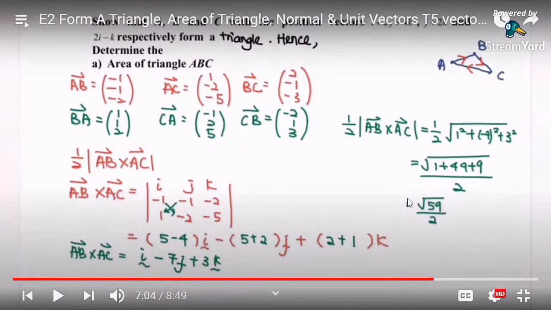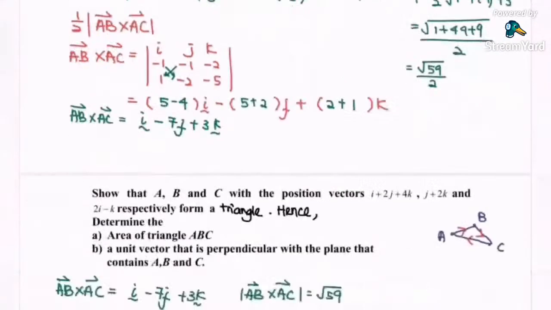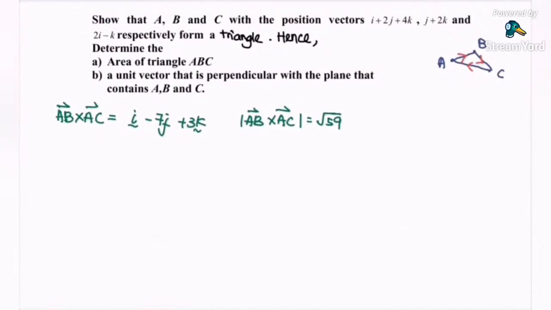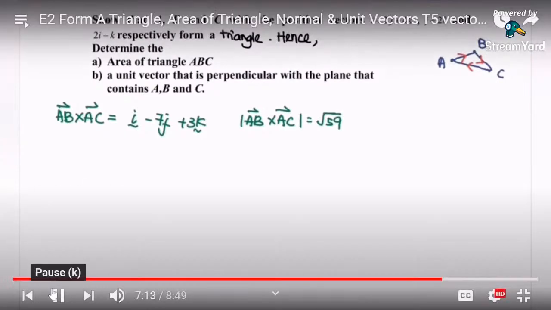So yang ini adalah you punya area. Maksudnya area for triangle ABC. Square. So kindly refer to question B. A unit vector that is perpendicular with the plane that contains A. So beri perhatian, a unit vector. So kalau you rujuk formula number 3, formula for unit vector. So the unit vector that is perpendicular, okay, 90 degrees to the plane ABC. So AB, AC, so something that is perpendicular maksudnya shooting up atau shooting down.